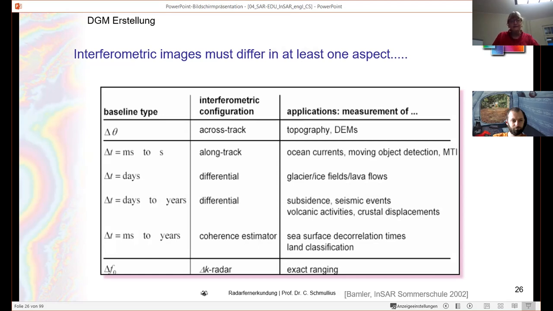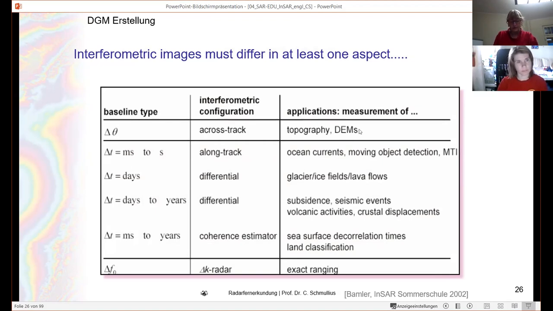The title here is: interferometric images must differ in at least one aspect. Well, either it is the angle, so our delta theta, and if it's single pass interferometry, then it's ideal, you're just looking across track, as we've seen before, and you can generate digital elevation models. And to be really exact, what one would have to say here is surface models, because depending on the penetration depth or the wavelength you are using, you are actually mapping the surface. So for forest height, for example.